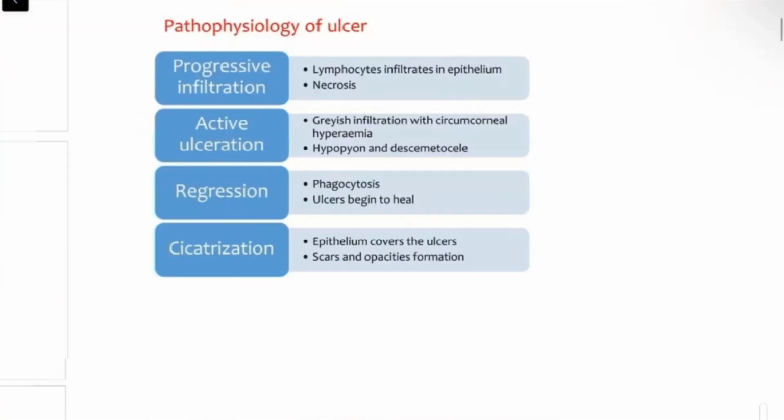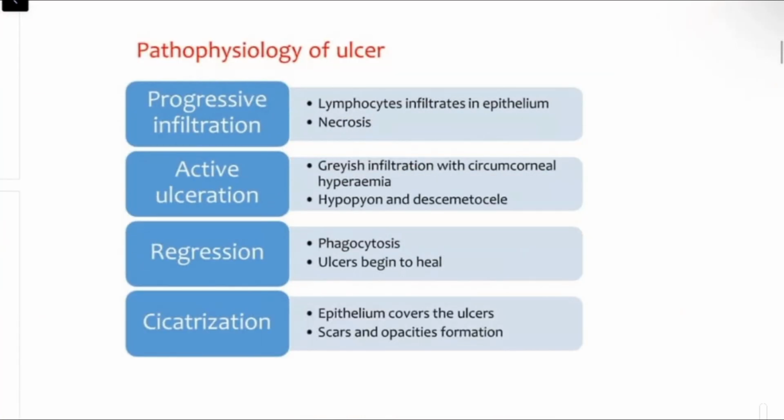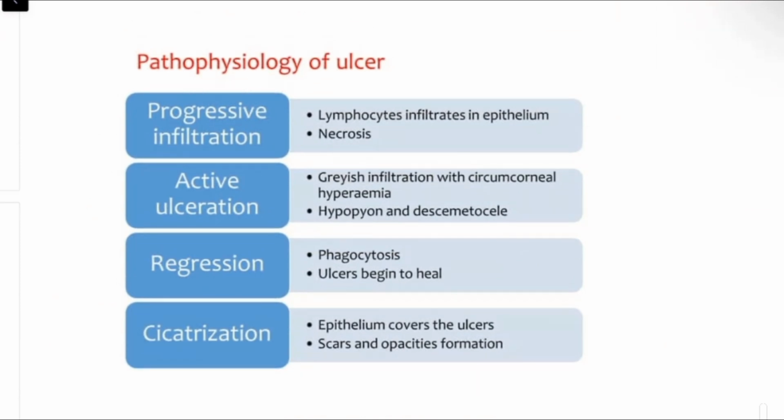Yeah, this is the pathophysiology of ulcer. So what happens, there will be some trauma or something, because of that there will be progressive infiltration. First the epithelium will be a barrier, so the epithelium won't allow anything to go inside the cornea. But because of some trauma or because of contact lens use, anything, the epithelium is defective now. Because of that, whatever lymphocytes are there in the epithelium, they will infiltrate. So lymphocytes infiltrate the epithelium and they'll undergo necrosis.